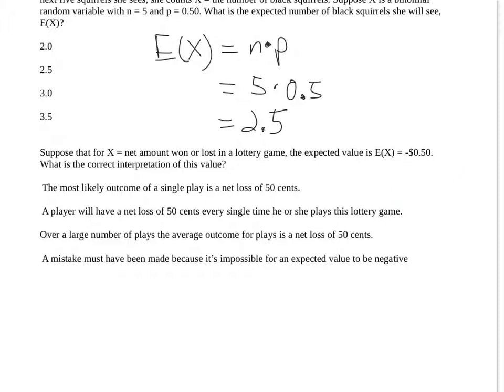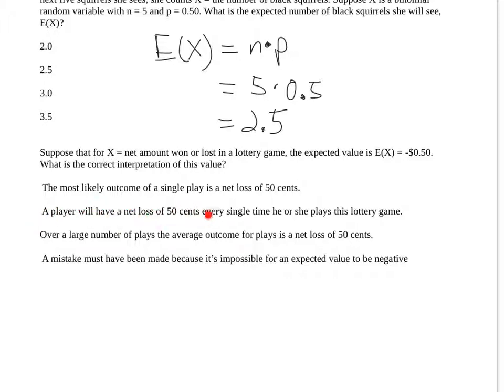All right, next. The most likely outcome for a single play is a net loss of 50 cents. While there are certainly cases where that could happen, it's not a good interpretation because it's not necessarily true every single time. So this one is out. You can have a net loss of 50 cents be the most likely outcome, but it probably isn't, because people wouldn't play it if they knew that the most likely outcome was the loss of 50 cents. So that one's not it.